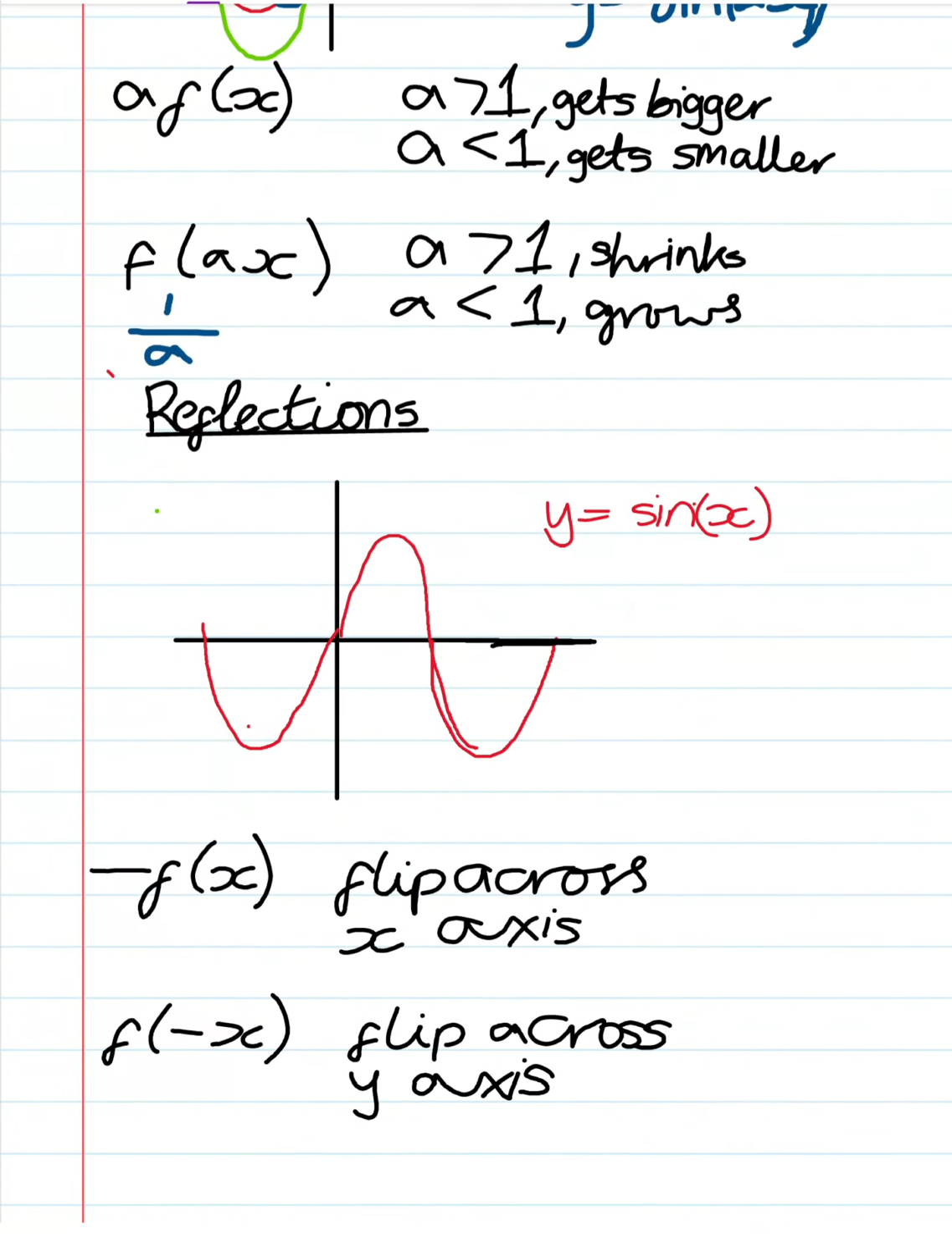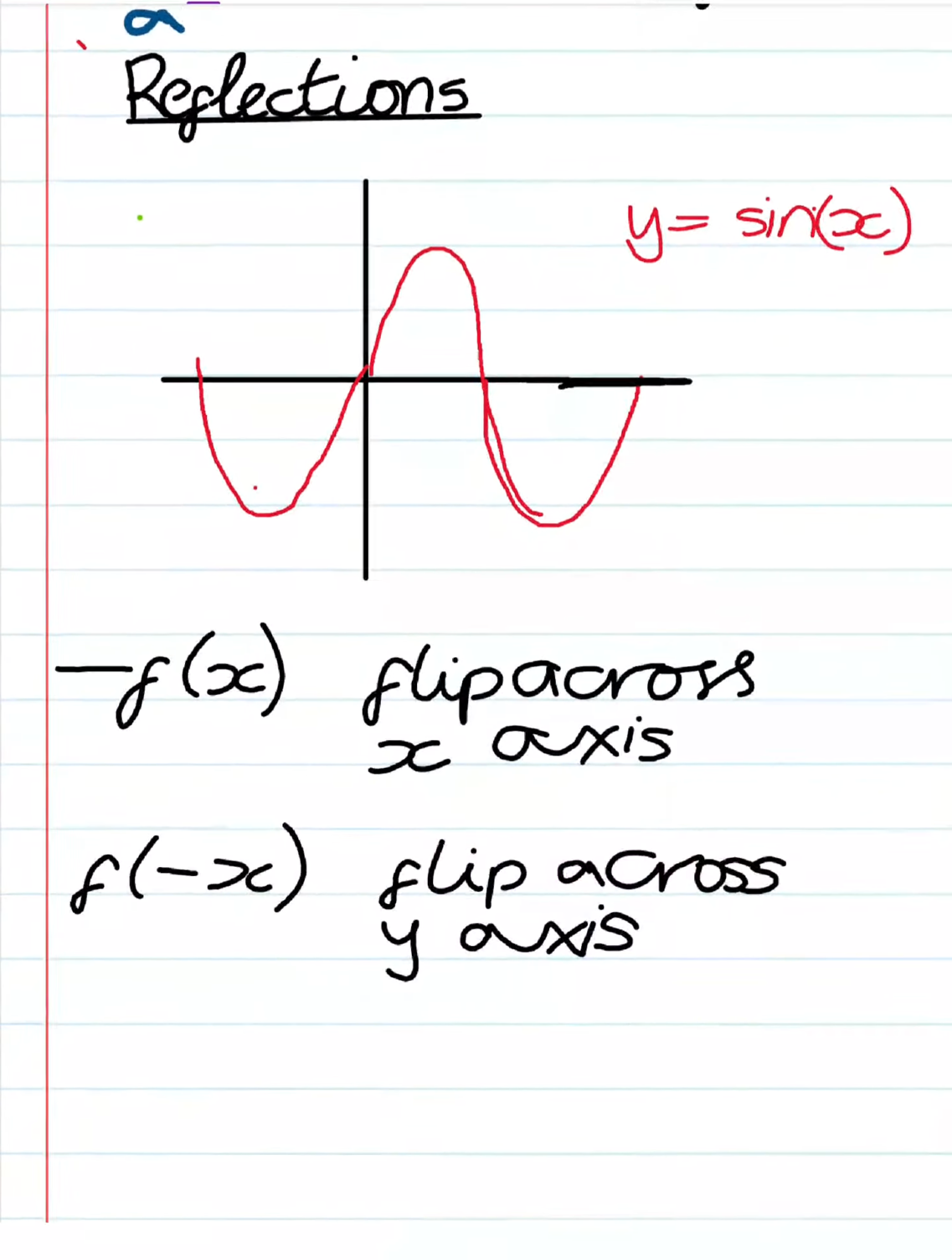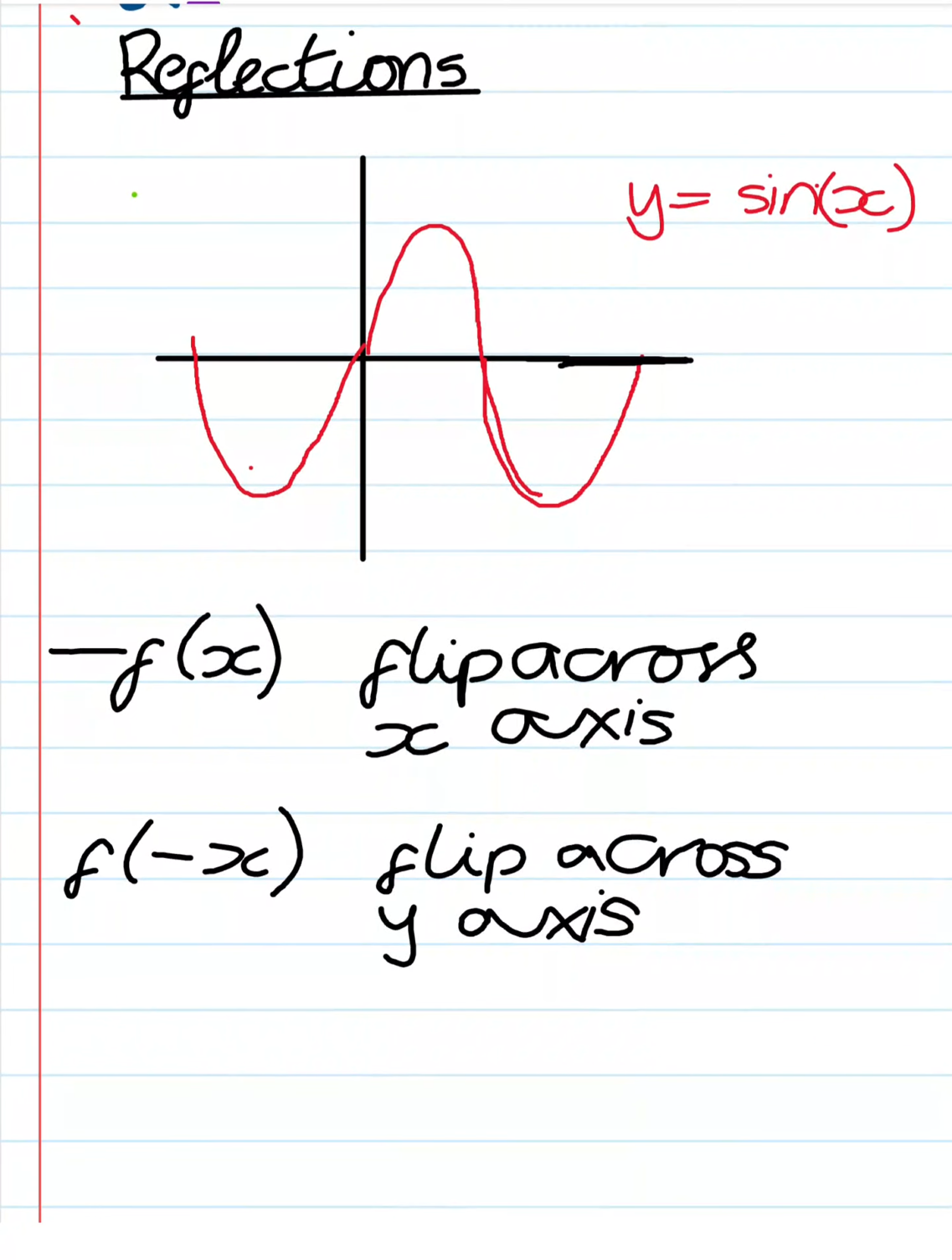Finally, let's take a look at reflections. Reflections are like holding up a mirror. To start off with, if you times everything outside the brackets by a negative number, you'll flip the graph over the x-axis. All the positive y values become negative and vice versa.